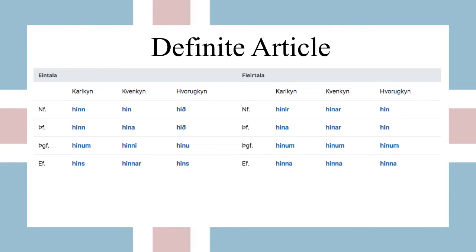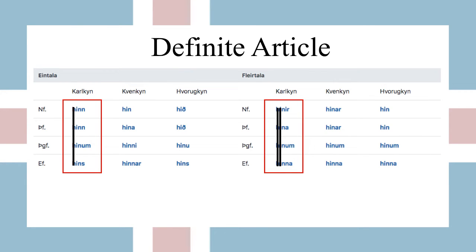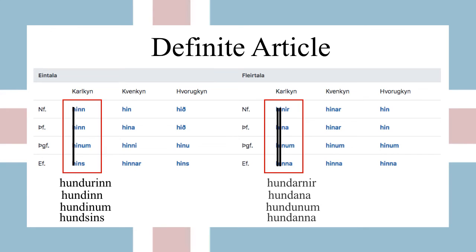Well, if we look at the Hinn chart, and then we look particularly at the masculine columns, because we're talking about the word hundur, which is a masculine word. If we just cross out these H's, or the first H in each word, or on the right side you see we cross out the H and the I, then what we're left with is exactly the definite article endings for the word hundur. So we have hundurinn, hundinn, hundinum, and hundsins. And those match perfectly with the Hinn chart above, which is hinn, hinn, hinum, and hins. And the same goes for the right side. So when we learn the Hinn chart, it also gives us the definite article endings.